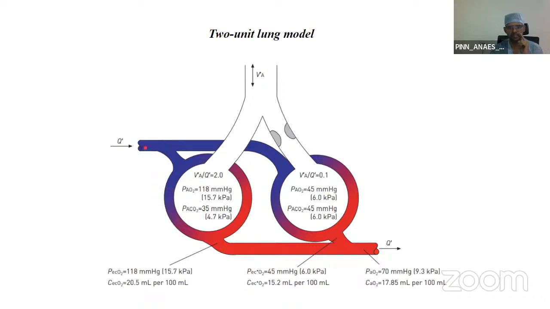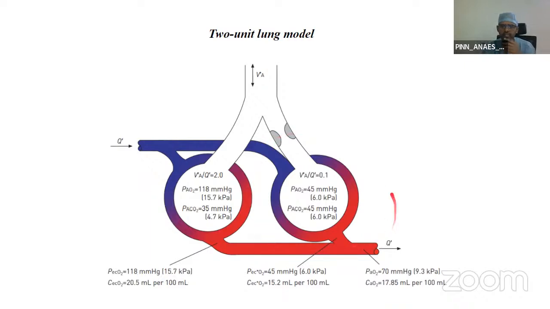So the mixed venous blood enters from here, gets oxygenated, and carbon dioxide is also removed. If you sample the blood from this unit, the end capillary oxygen tension is almost similar to the alveolar PO2. So that is 118 millimeters of mercury because this is both well ventilated and well perfused. So the end capillary oxygen content is also normal, like 20.5 ml per deciliter.